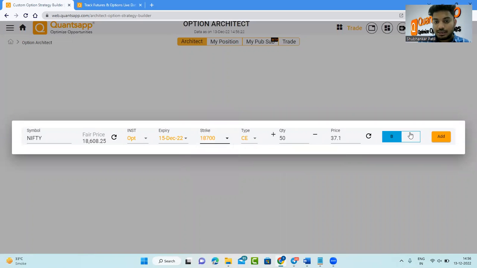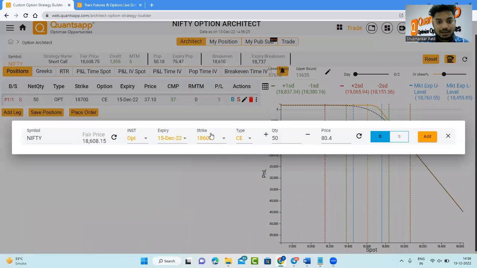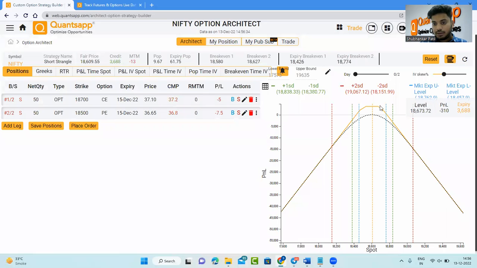So let's say you are selling an 18,700 call option, and as another leg, let's say you are selling an 18,500 put option. Not a lot will change, it will still give you an undefined loss. But the only thing is, in a strangle, the payoff is a bit flat and a bit widened. That's the only difference. And with the strikes you have sold plus the premium you have received, the break evens get shifted a bit farther away. Nothing a lot changes.